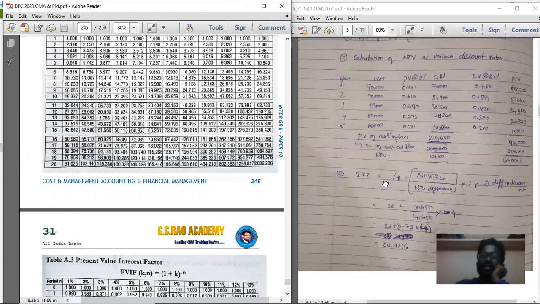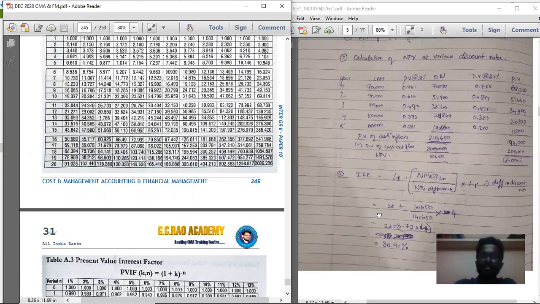IRR, internal rate of return, is equal to LR, which means lower rate, plus within bracket NPV at lower rate, that is your lower rate is 28. So NPV of this lower rate divided by NPV difference, that is lower rate NPV minus higher rate NPV, close the bracket, into DR, that is difference in rates between lower rate and the higher rate. So LR plus NPV at lower rate divided by NPV difference, into DR.